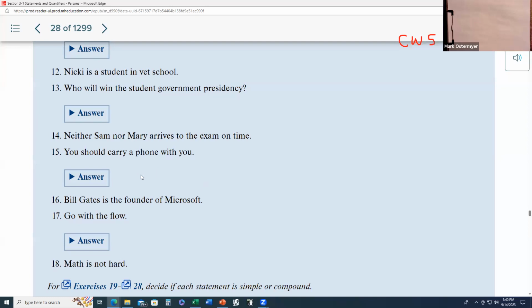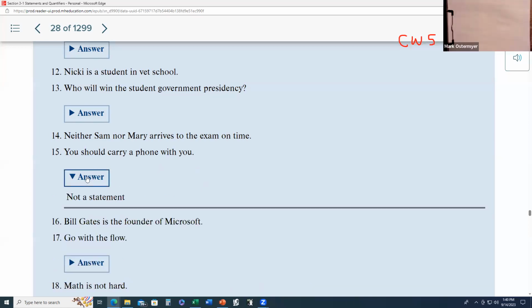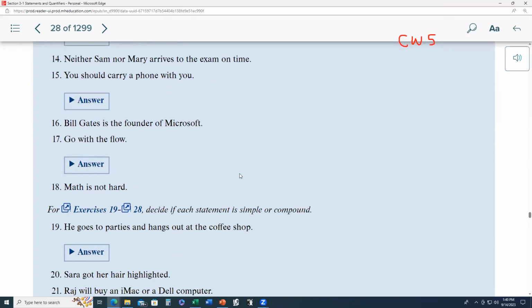All right, number 15, "You should carry a phone with you." Is that like a command or something? Yeah, it's kind of like a command. That's not a statement. It's not true or false. All right. 16, "Bill Gates is the founder of Microsoft." Statement? Yeah, it's either true or false, correct? Statement, yeah. That's a statement. Okay, number 17, "Go with the flow." Command. That's not a statement. "Go with the flow," that's not true or false.